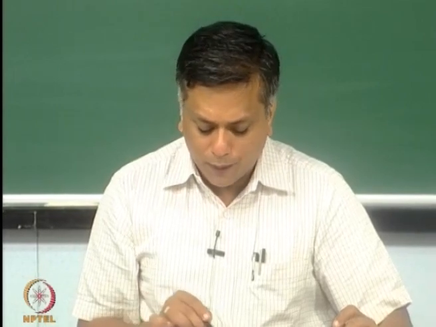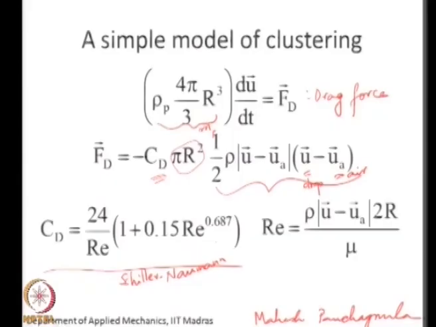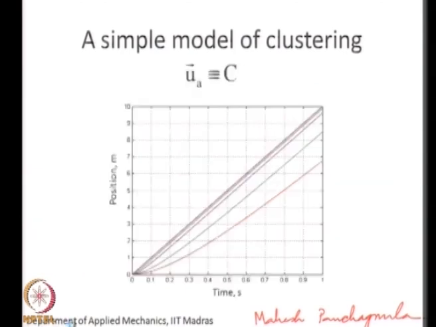So, I have the mass, I know the radius of the drop, I know mass times acceleration is the drag force, and assuming I know everything else in this, I am going to solve for u of the drop as a function of time, and from there get the position of the drop as a function of time. We will start with a very simple model.